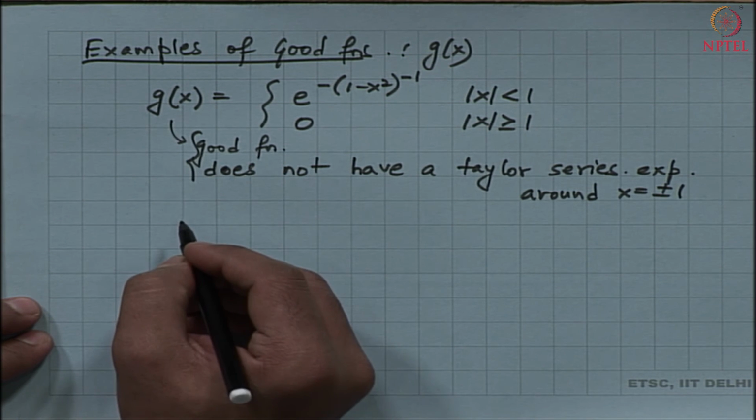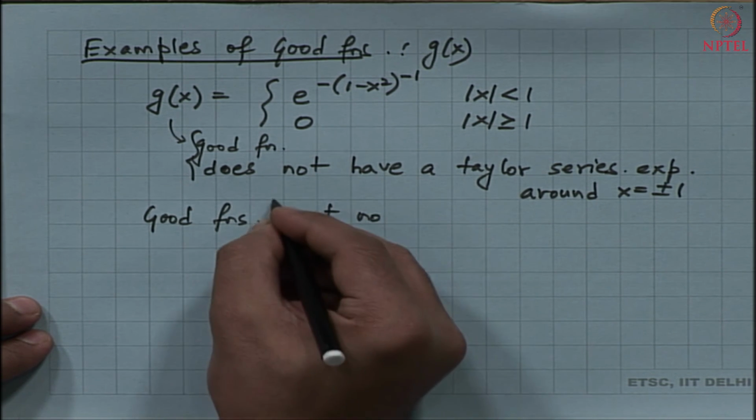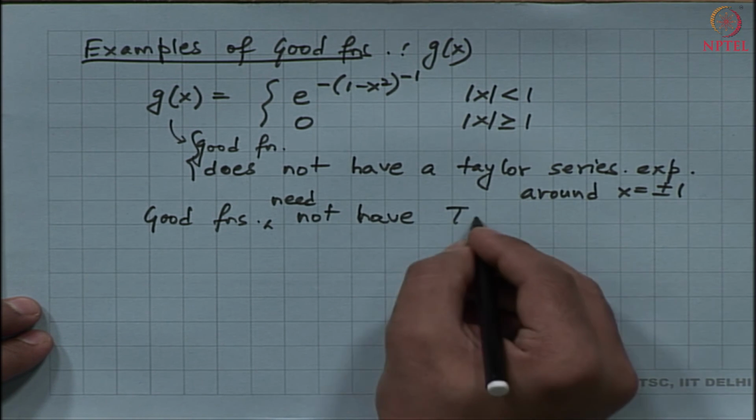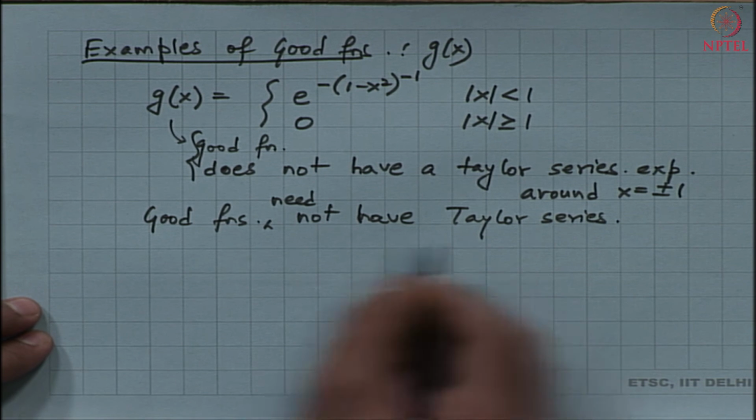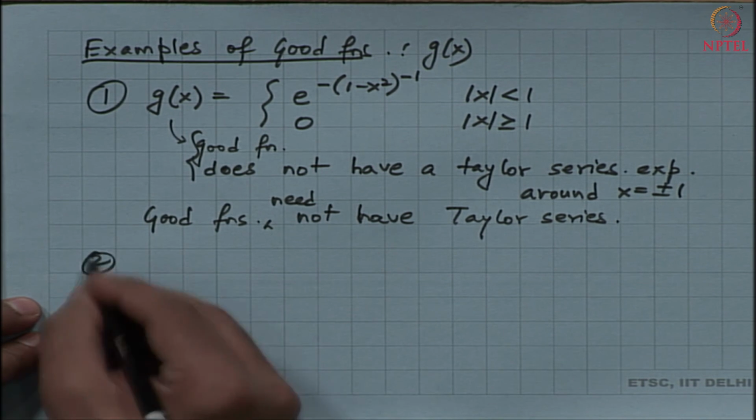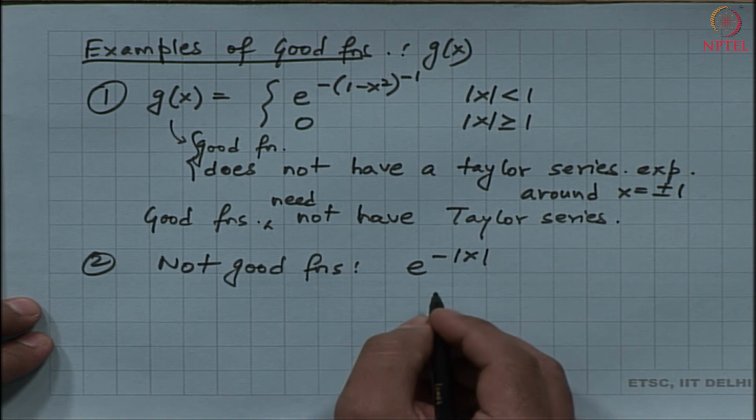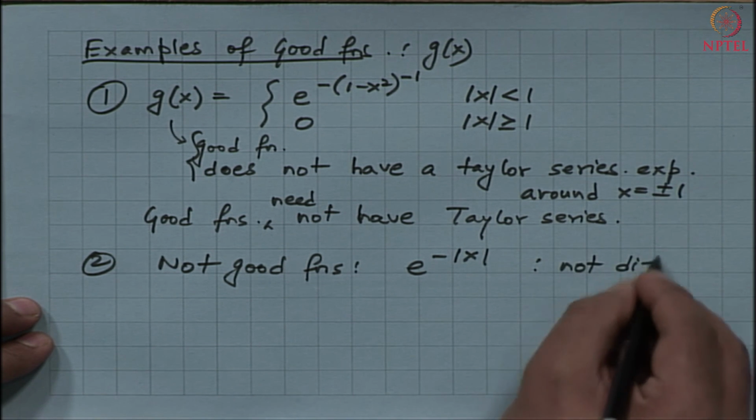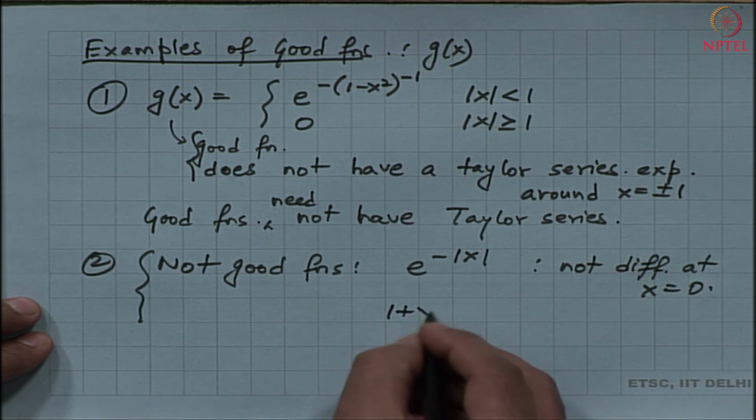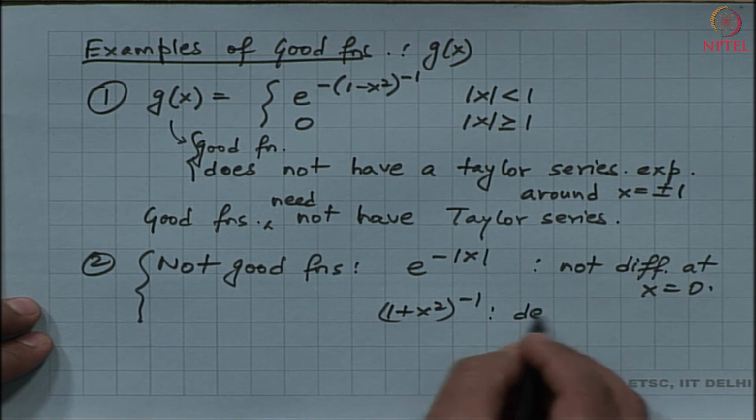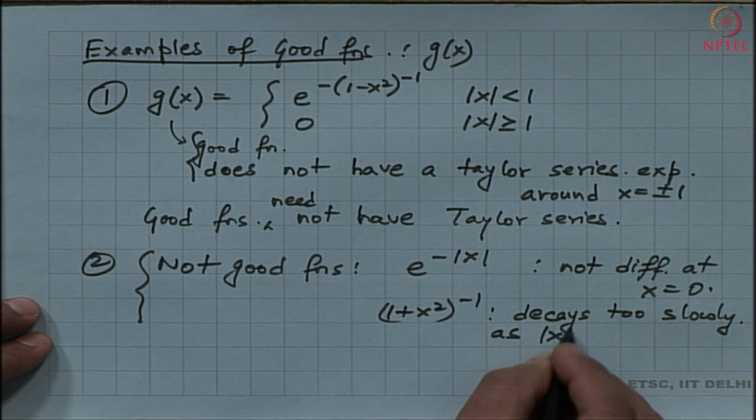So, what is the conclusion? The conclusion is that good functions need not have Taylor series expansion, right. So, that is slightly against the intuition that we have. Then I must give you an example of functions which are not good functions. So, one of the cases is this one, e to the power minus mod x. Why? Because it is not differentiable at x equals 0. Another case of not good function is (1 plus x square) to the power minus 1. Why? Because it decays too slowly than what the definition tells us as x goes to plus minus infinity.